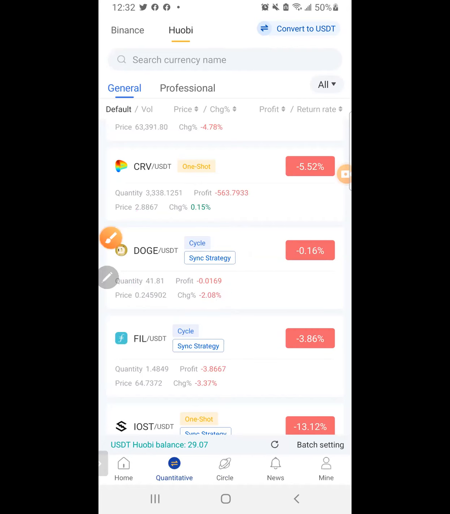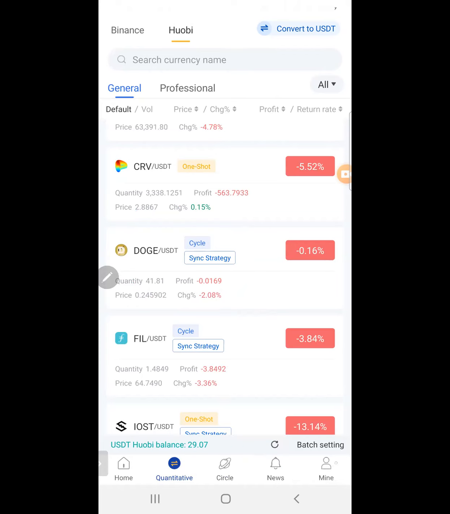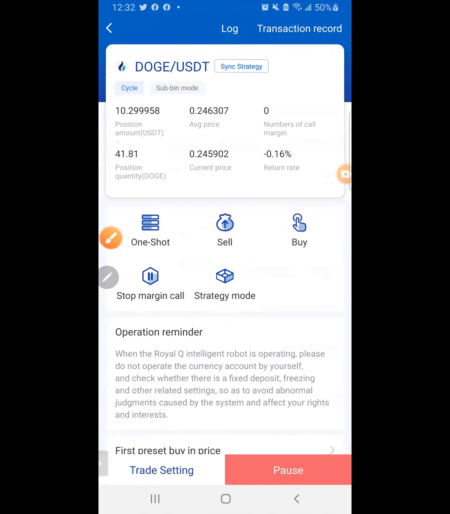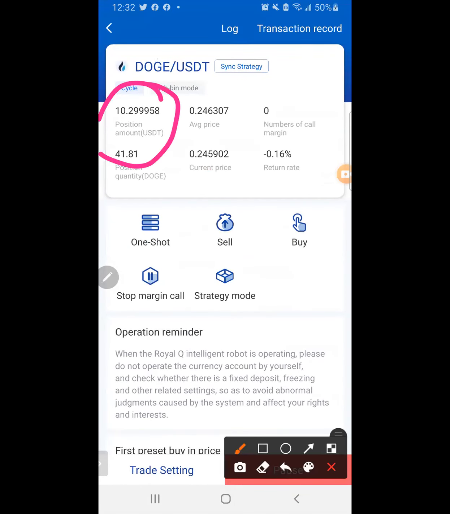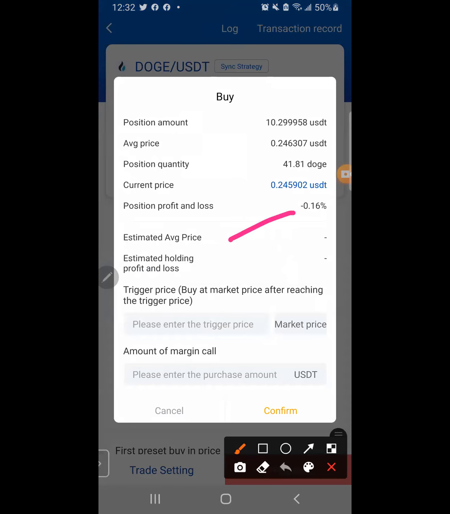Look, for instance, now if you look here, he still has some money, right? He has like 29. So click on this Dodge. Click on what he just bought for you. Now you see what I was telling you? It's going to be 10, right? Click on buy. Now look, watch this, it's on minus 16.